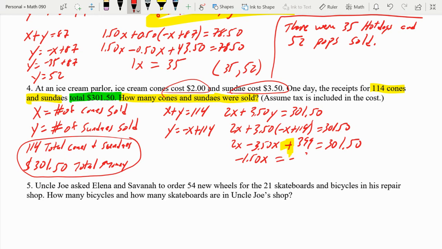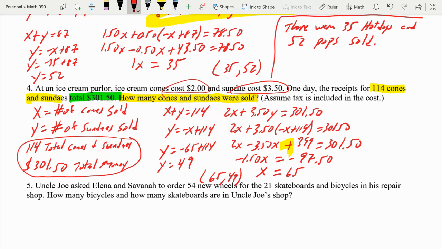So I'm going to subtract that from both sides. So it's equal to negative $97.50. All right, x is equal to 65. So when I plug that back in over here, I have y is equal to 49. So my solution would be 65, 49. That is the way you would write the solution.